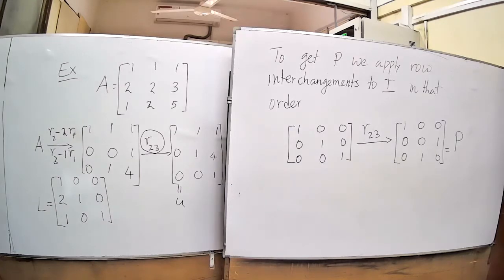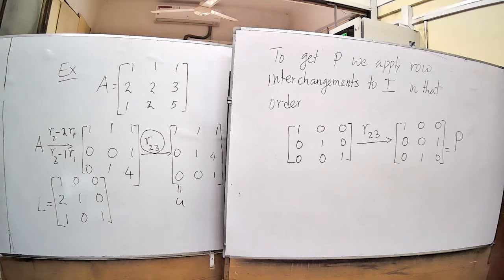So L is 1, 2, 1. This one you don't eliminate. 0, 1, 0, 0. LU is equal to this. This time this is 1, this time this is 1, this time this is 2. And this is 2 plus 1 is 3. Right, so this time this is 2 plus 4 is 6.